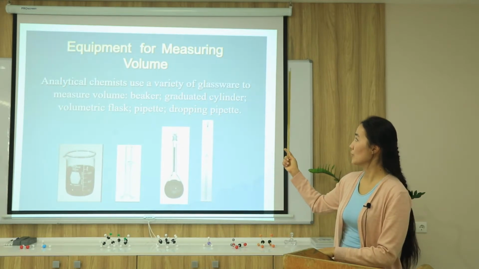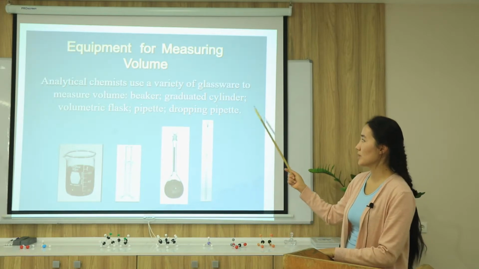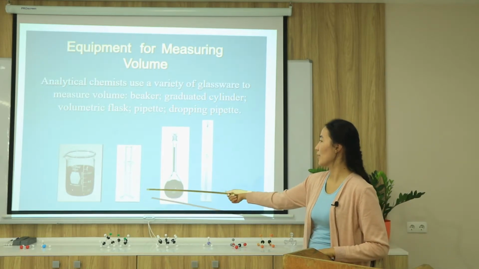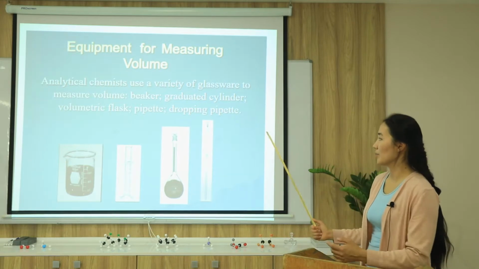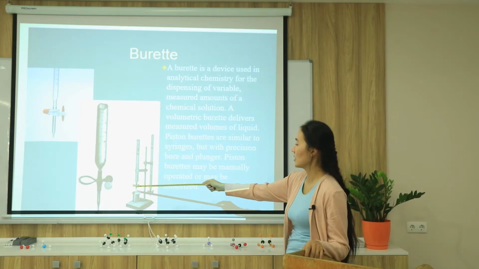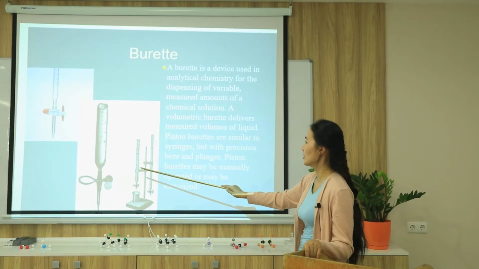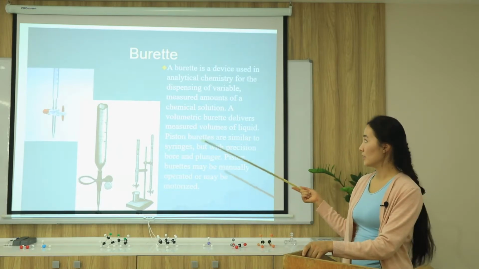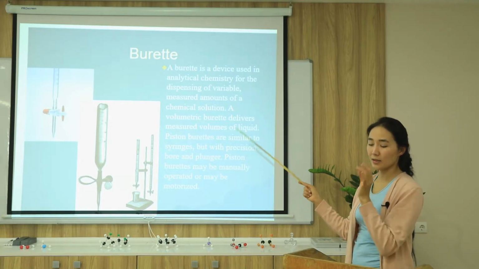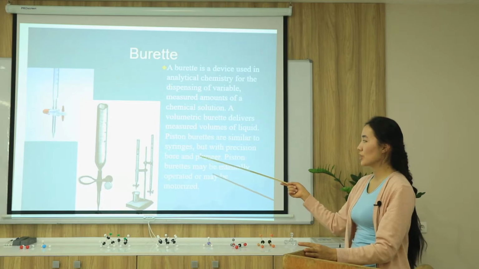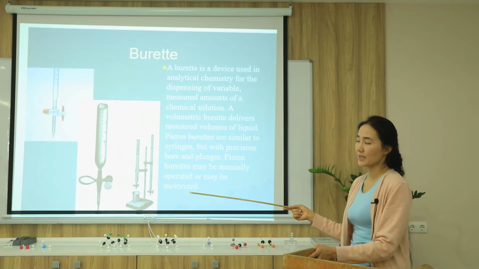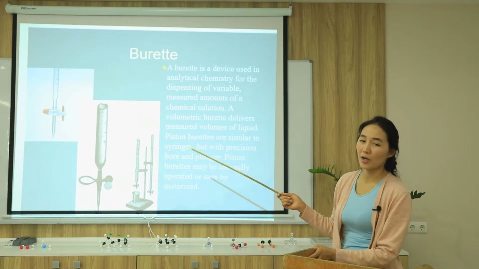Equipment for measuring volume: analytical chemists use a variety of glassware, like the beaker, graduated cylinder, volumetric flask, pipette, and dropping pipette. Next, this is the buret. When we are working with it, we can just open and close it. When our titration volume reaches the endpoint, after adding the indicator, the color will change. We stop it here and calculate how many drops came in from that. And this one will be our endpoint.